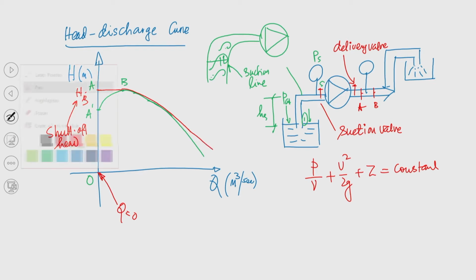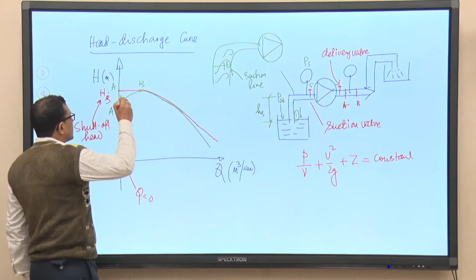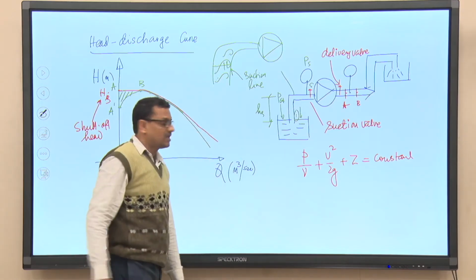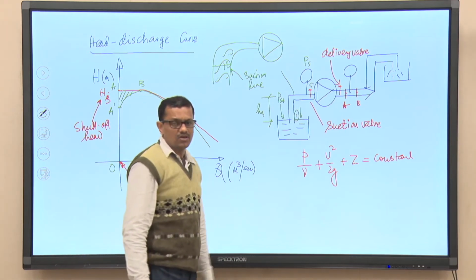So, you can see that at the suction side this loss is due to the separation loss because of the formation of eddies and recirculation, and also in the delivery pipeline there will be recirculation loss.